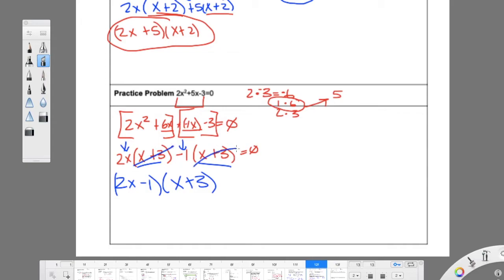And what am I left with? 2x minus 1. So in a way, I'm doing the same thing I did with this 2x in this first piece and the -1 in the second piece. I'm just doing it with a binomial now. So if you kind of think of it that way.